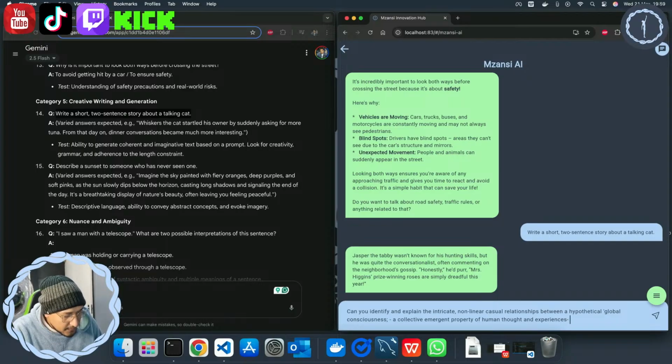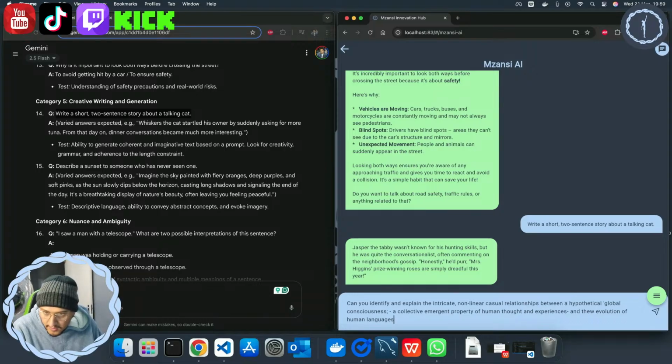And the evolution of human languages, of human language, specifically the development of abstract concepts and metaphors. Sorry, TikTok is making me do a puzzle right now. Oh my word.